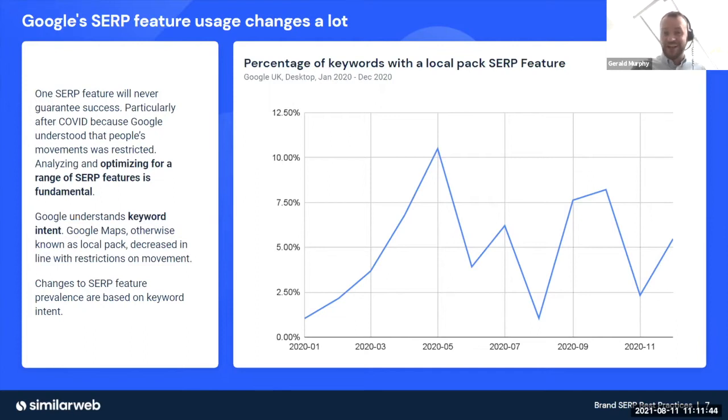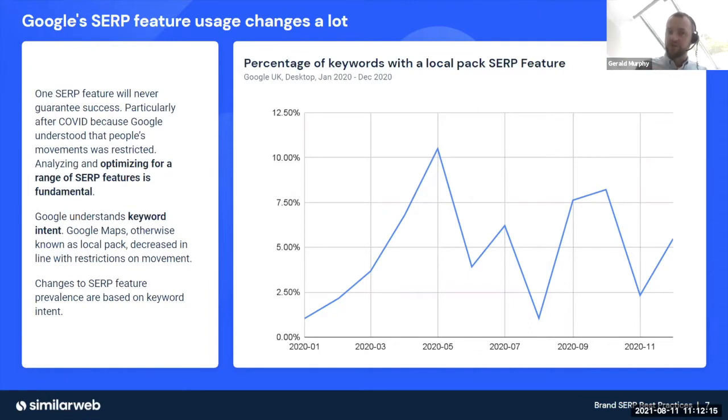Now, of course, as the good old saying goes, unless you've been living under a rock, you'll know COVID happened globally across many countries. But I think what's really interesting about this is Google Maps was trending massively upwards towards the start of last year. But then it completely went the reverse. It's decreased significantly. And what this is actually saying is that Google's understood that people's movements have been restricted. And as a result, it's also associated that with the SERP feature of local pack or Google Maps.